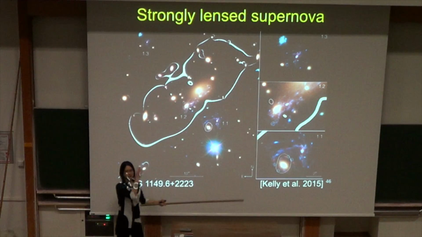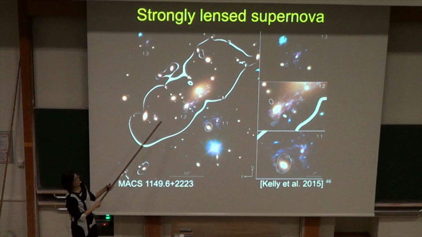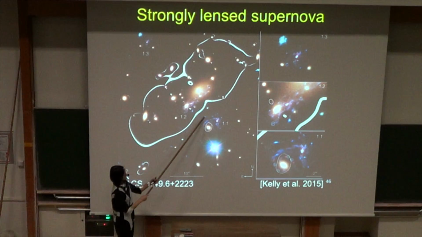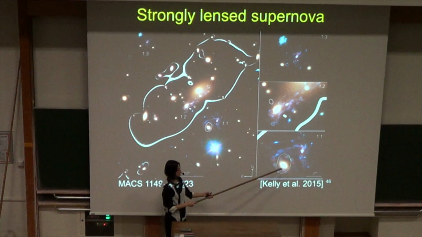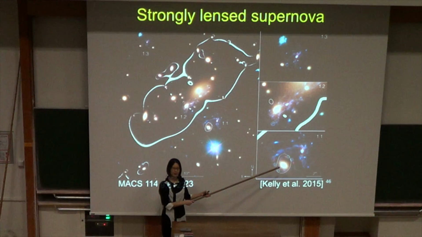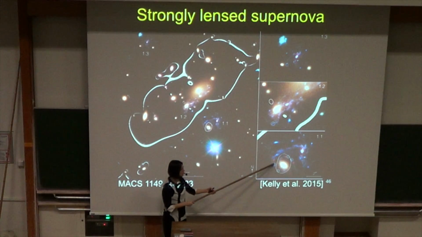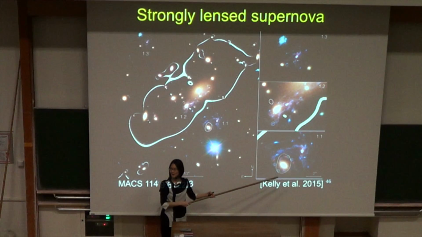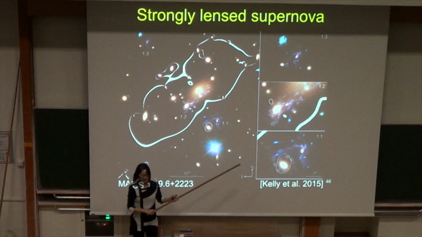So this background spiral galaxy is lensed into three multiple images by this foreground cluster. And if we look at this image in particular, there's actually a cluster member that is sitting right on top of the spiral arm of the spiral galaxy. And this further lenses the spiral arm into multiple images. It's pretty spectacular. So in the next slides, I'll focus on this panel.